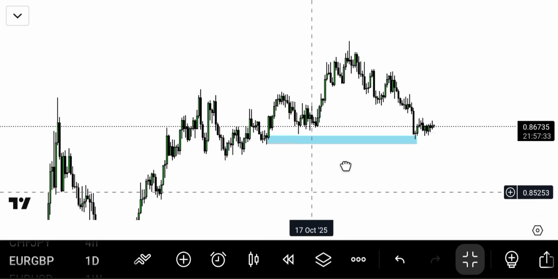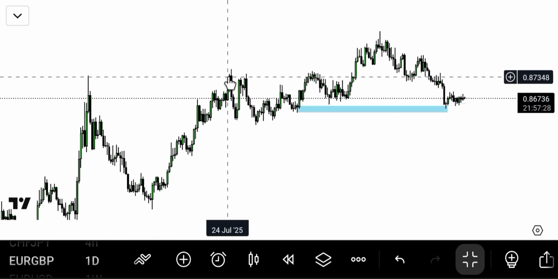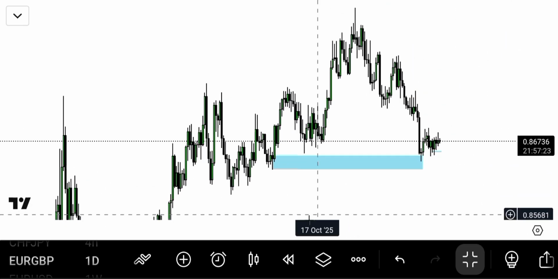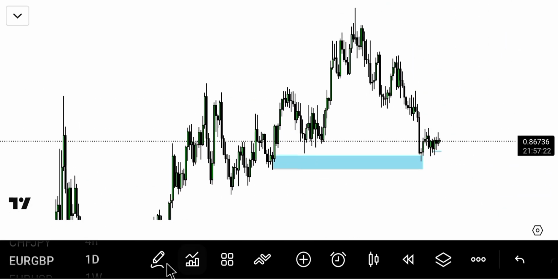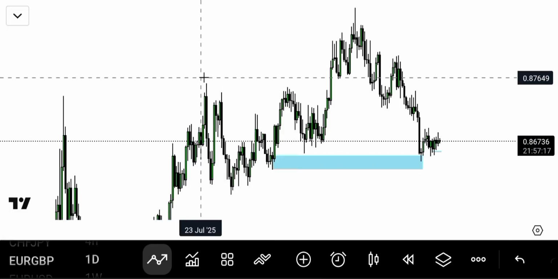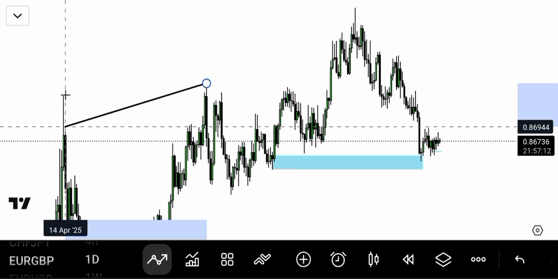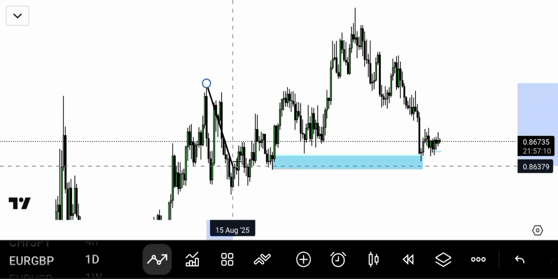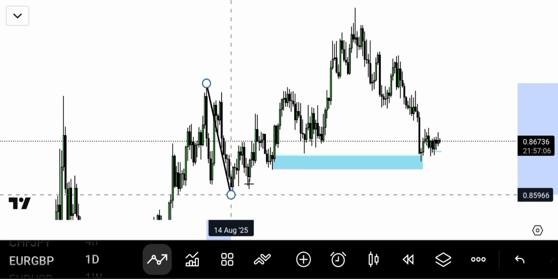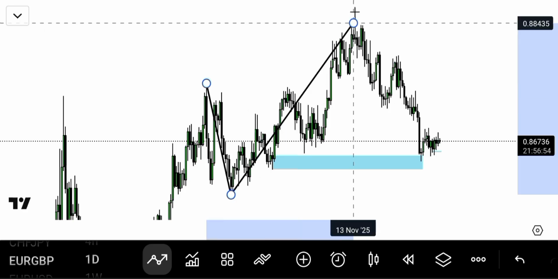Let's try to read the market structure. We have price breaking structure at this place, so this place is our higher high. After price took out this liquidity at this point, it broke structure, forming a higher high. Then we had a retracement. After the retracement, we had a new breakout structure at this point. So this is where the breakout structure occurred.